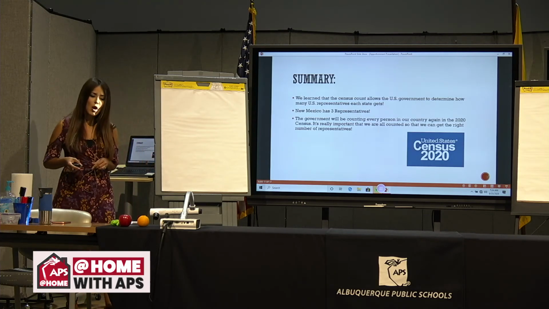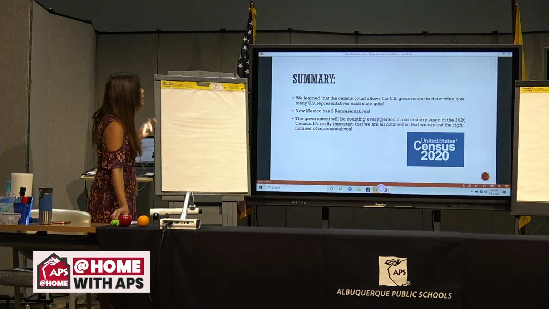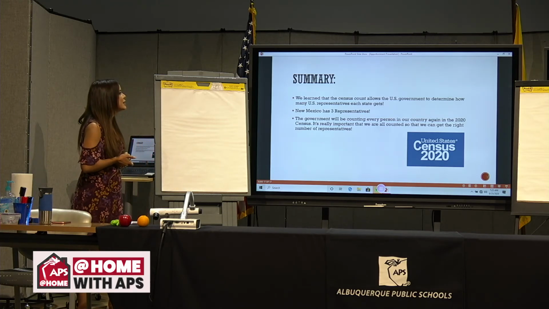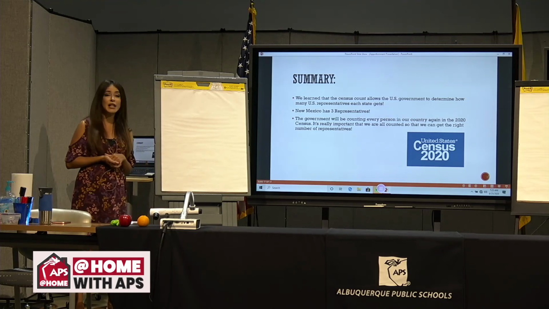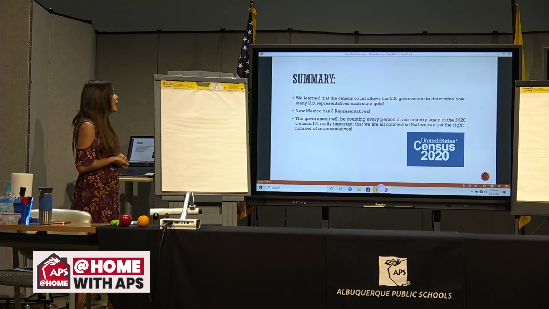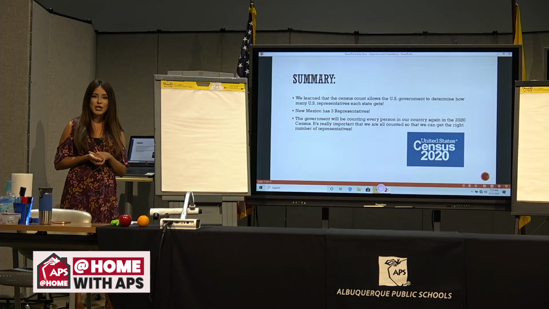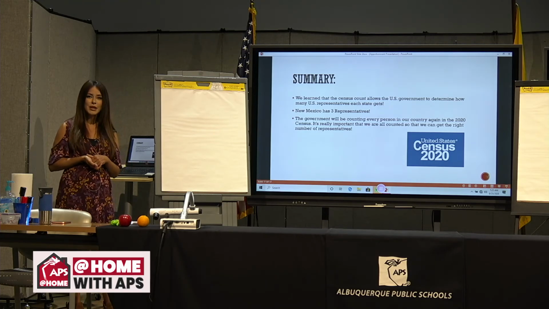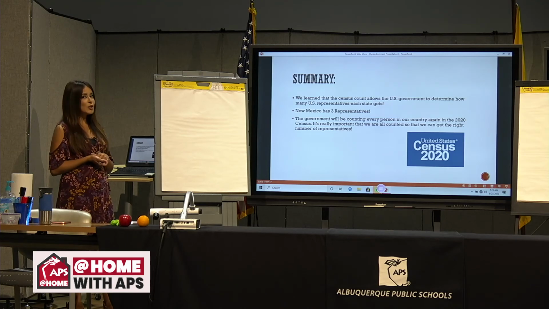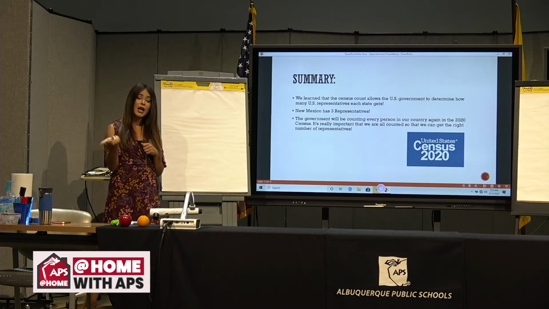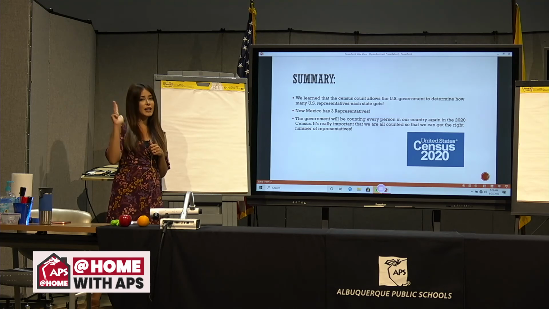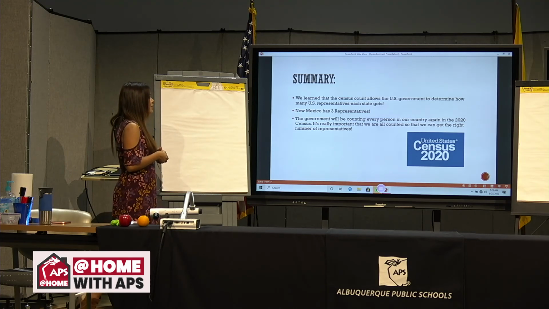So, this is what we learned in summary. In conclusion, we learned that the census count allows the U.S. government to determine how many U.S. representatives each state gets. New Mexico has 3 representatives. Do you remember their names? One was Xochitl Torres Small, and she was elected in 2018. A second is Deb Haaland, and she also was elected in 2018. And our third is Ben Ray Luján, and he was elected in 2008.